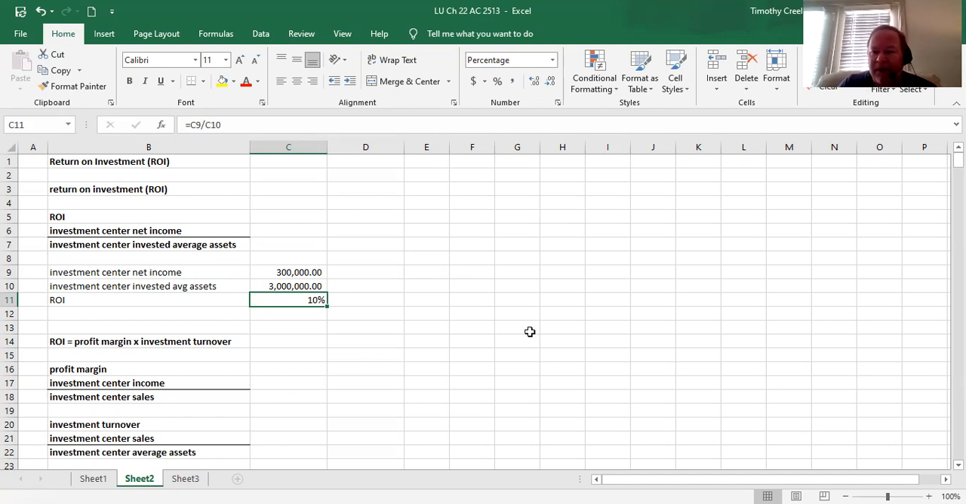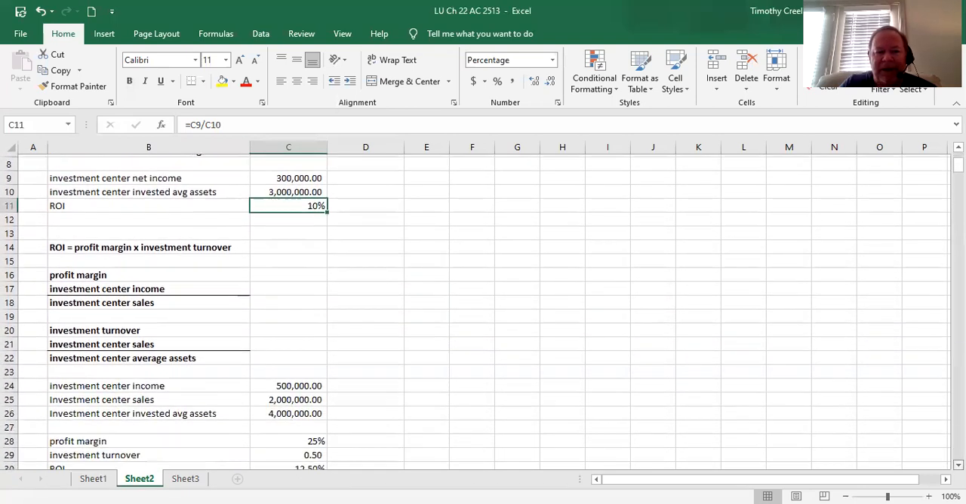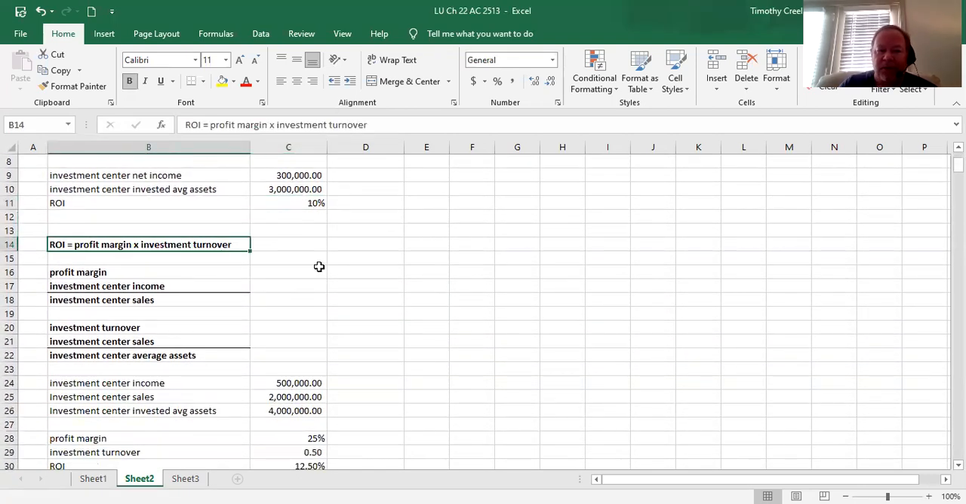Now, another way to look at ROI is that ROI is equal to profit margin times investment turnover. This is kind of another way to look at ROI. So in this case, you would be taking the profit margin, which is the investment center income divided by investment center sales. So profit margin is basically income divided by sales. And what profit margin tells you is what kind of profit are you generating off the sales of that unit or that part of your company.